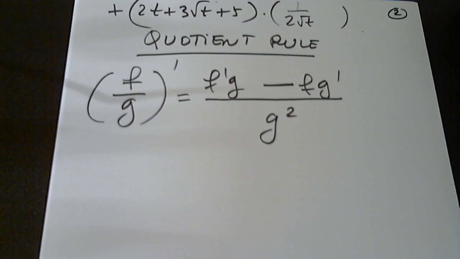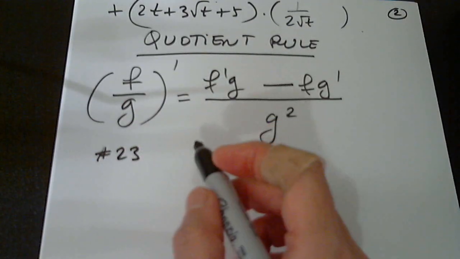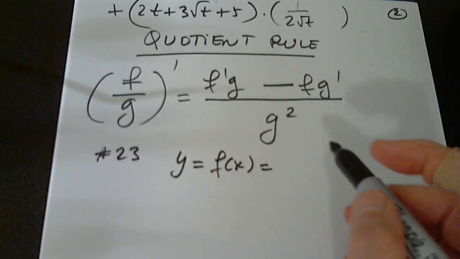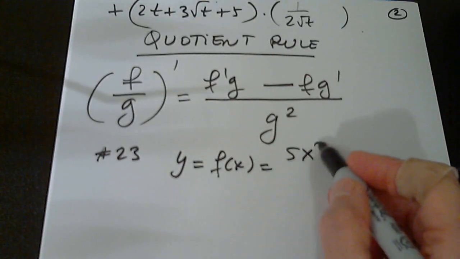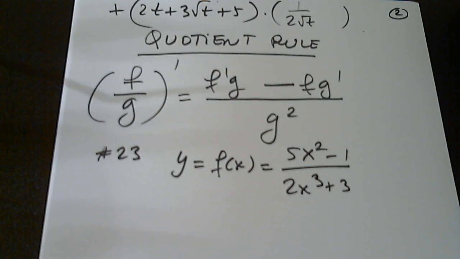So let's illustrate the rule with a quotient. Allow me to choose the first one, and then you'll choose the next one. It says differentiate each function. So I'm going to choose 23. Then you choose the next. So we have y equals, which is the same thing as f of x, equals 5x squared minus 1 over 2x cubed plus 3.